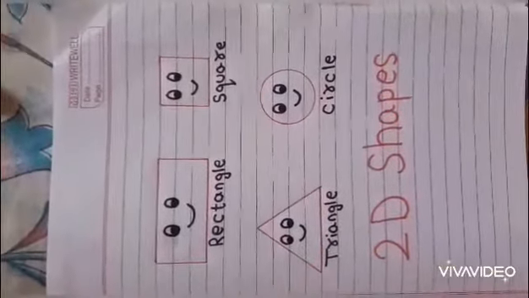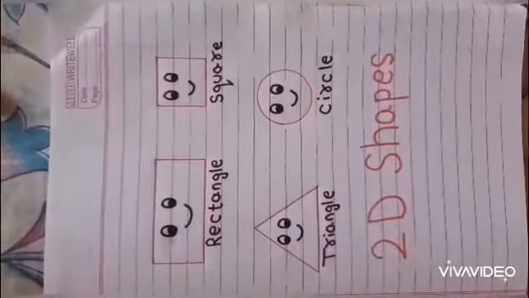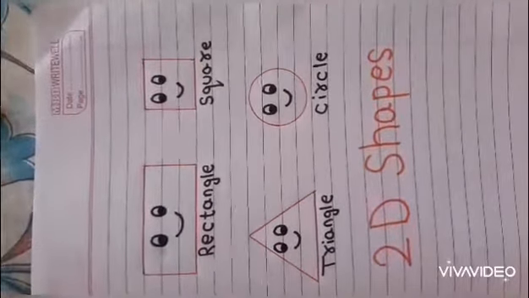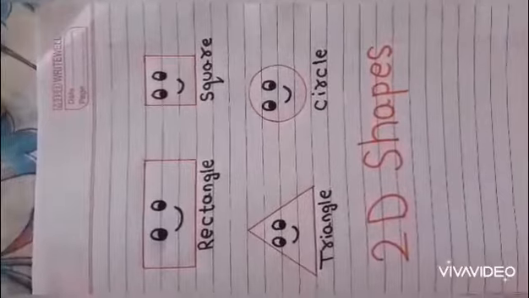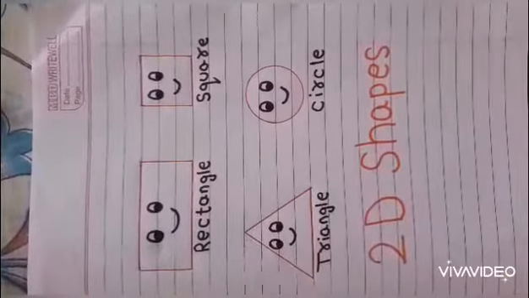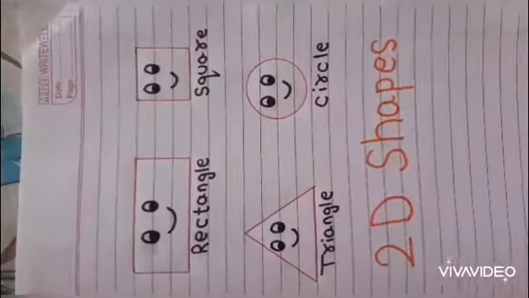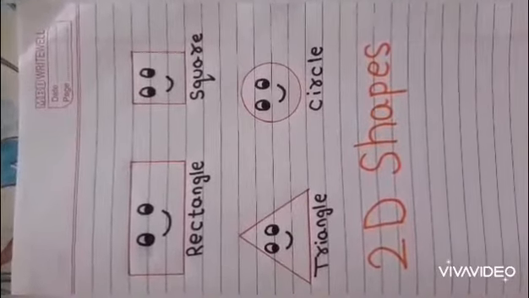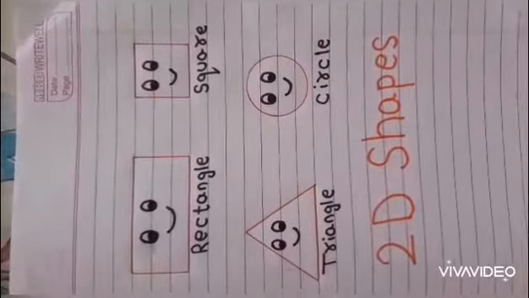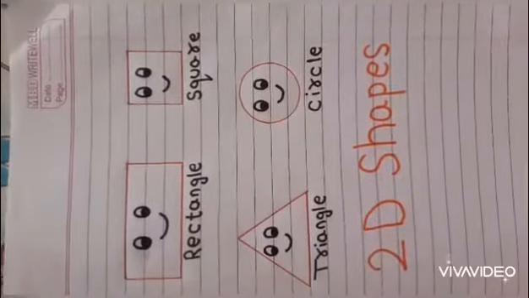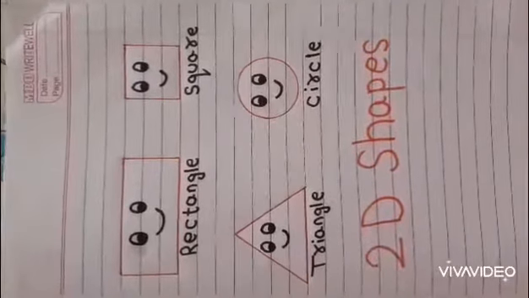Students, do you notice any common thing between these shapes? Oh yes, very good. All the shapes are different here, but all are very happy. It means you should also be happy in your life in any situation. So what are 2D shapes? 2D shapes means the shapes which we can easily draw on paper.